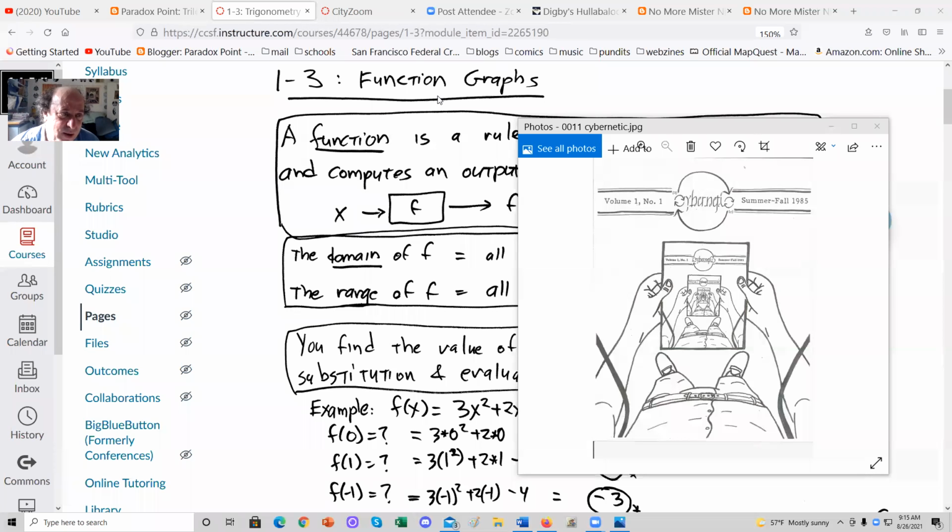I wanted to record on this computer rather than the cloud. Never mind. Okay, this Zoom session is being brought to you by the Fractal Cybernetic.